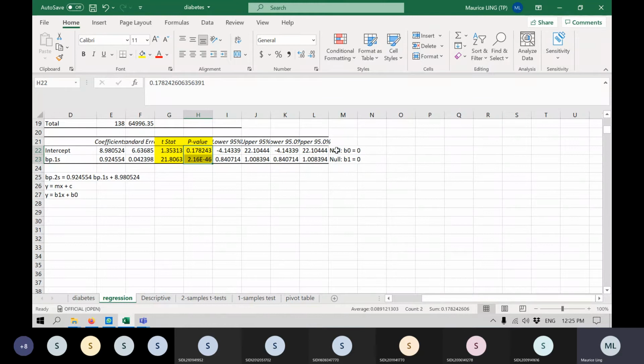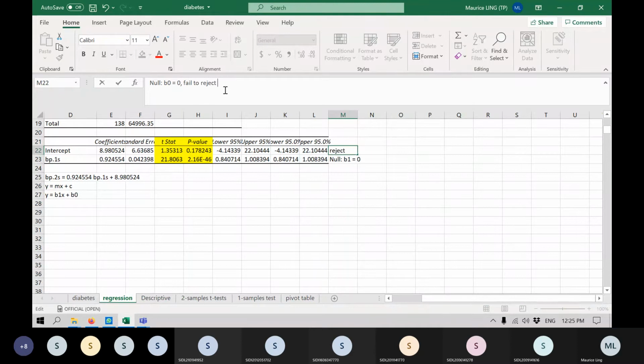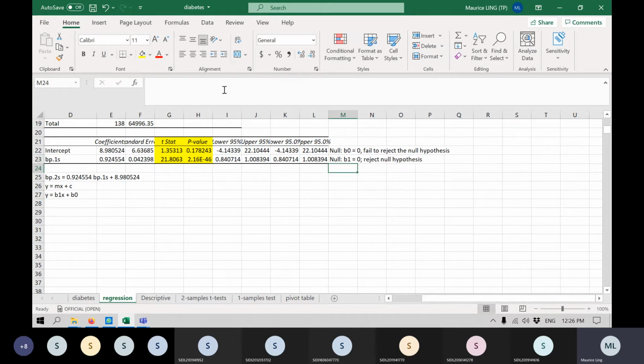Okay. So in this case, you fail to reject the hypothesis. Here, for the B1 coefficient, you actually reject the null hypothesis, which means that the slope is not equal to 0, and this is the t-statistic for it.